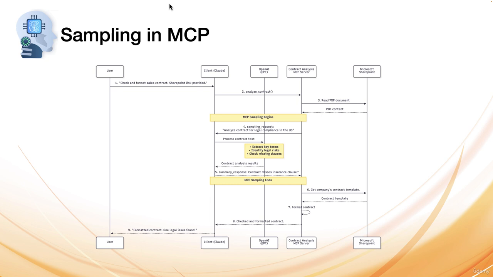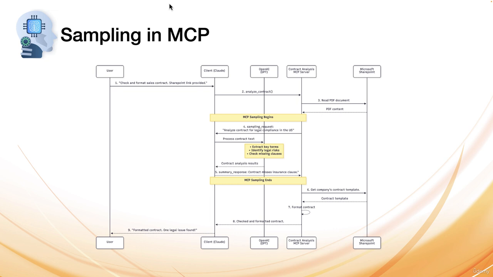Now the sampling process begins. The MCP server sends a sampling request back to the client and says, this is the content of the document, the contract. Analyze the contract for legal compliance in the US. The client sends this prompt and the content of the document to OpenAI, for example. OpenAI processes the document and returns an analysis result. Then the client returns the sampling response back to the MCP server. For example, the sampling response might include that the contract is missing an insurance clause. And then the sampling process ends.